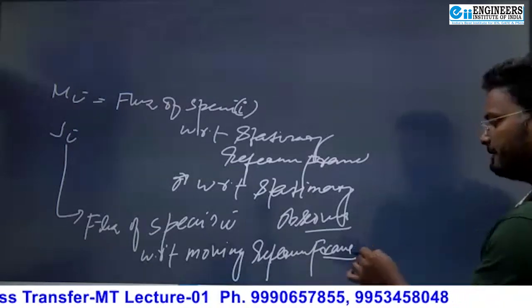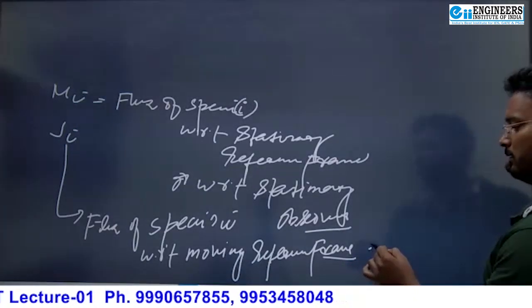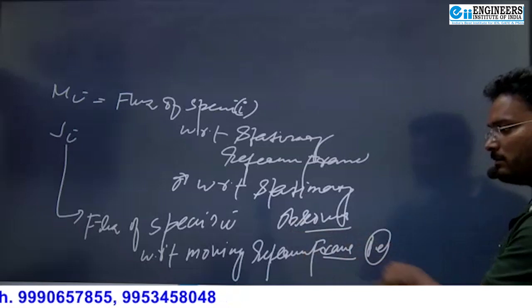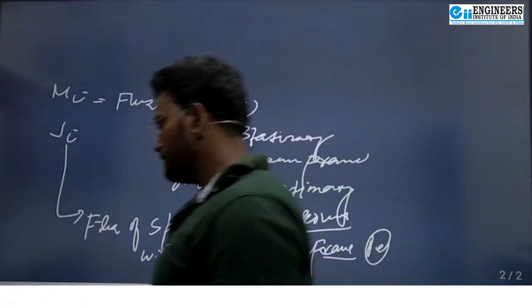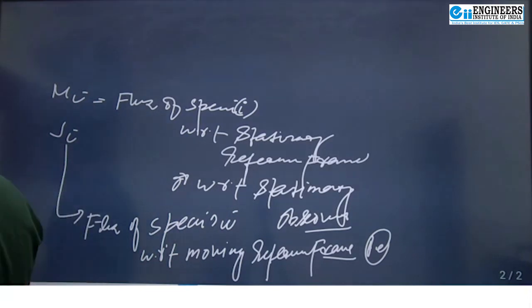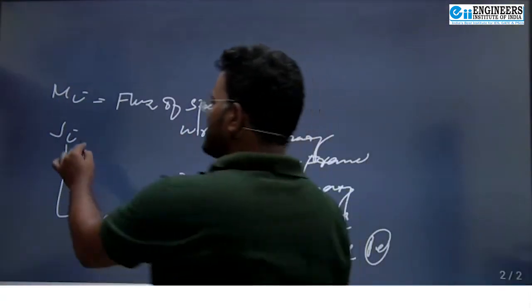Moving reference means the observer is moving with some average velocity. Two types of flux we define, Ni and Ji. Clear? I is the species.